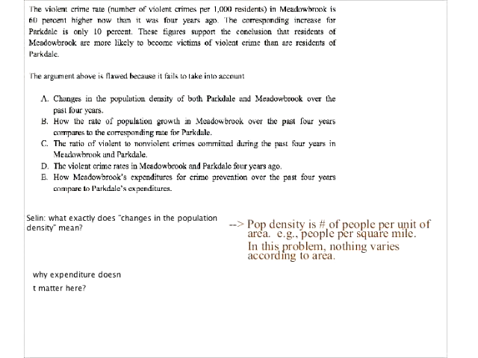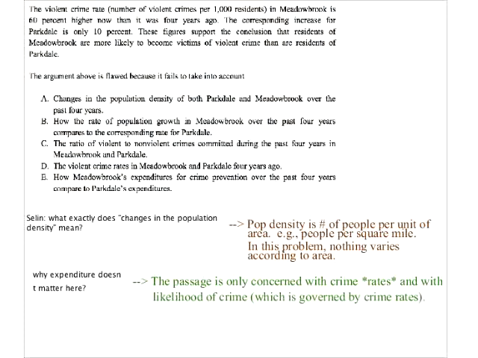The passage is only concerned with crime rates and with the likelihood of crime, which is also governed by crime rates. So expenditures don't have anything to do with it. I'm not really sure how to explain beyond that. Expenditures don't affect the passage in any way.